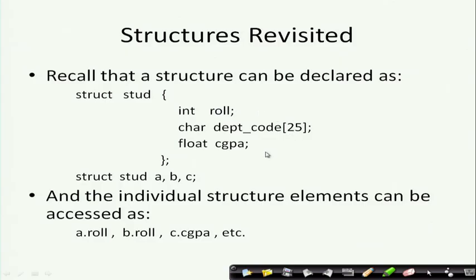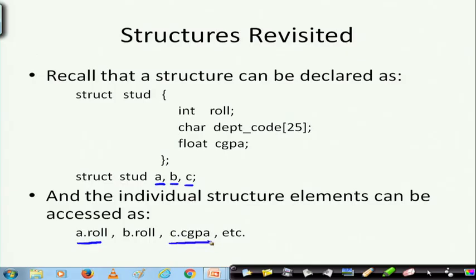consisting of 3 members or 3 fields. They are the roll, the department code which is a character array, and CGPA which is a floating point number, and A, B, C are 3 variables of the type stud. The individual structure elements can be accessed by A dot roll, so A is this field, or B dot roll, C dot CGPA. So, with this dot operator we can access them. This was known to us, right.